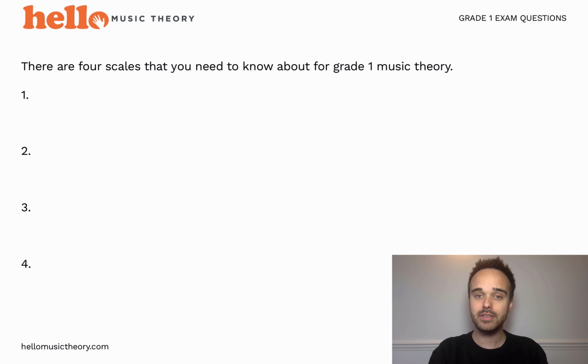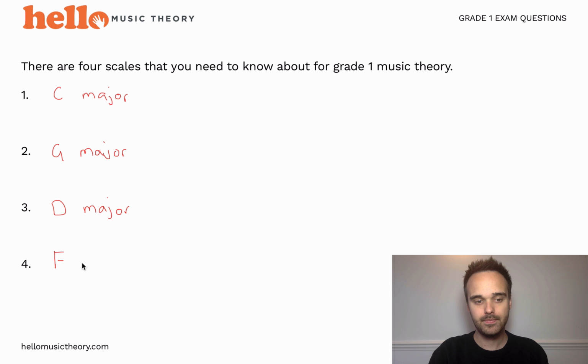So the first thing to note is that there are only 4 scales that you need to know for Grade 1 Music Theory. Those are C major, then you've got G major, we've got D major, and lastly, we need to know F major. Now you also need to know what the key signatures are for these 4 scales.